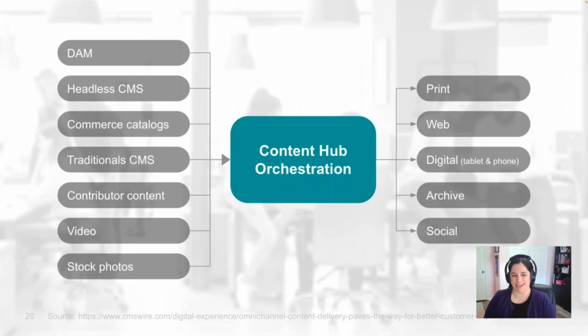So going back to that idea of the content hub, what you want is the central area where everything exists. You have a lot of content to manage, between items coming from your DAM, your headless CMS, your commerce catalogs, your traditional CMSs, contributor content, video, and stock photos. Everything has to live somewhere, and at the heart of it, that's the content hub. From the content hub, you want content to flow to print, to web, to digital, to your archive, potentially even to social, assuming that social is open API and we can get into it.